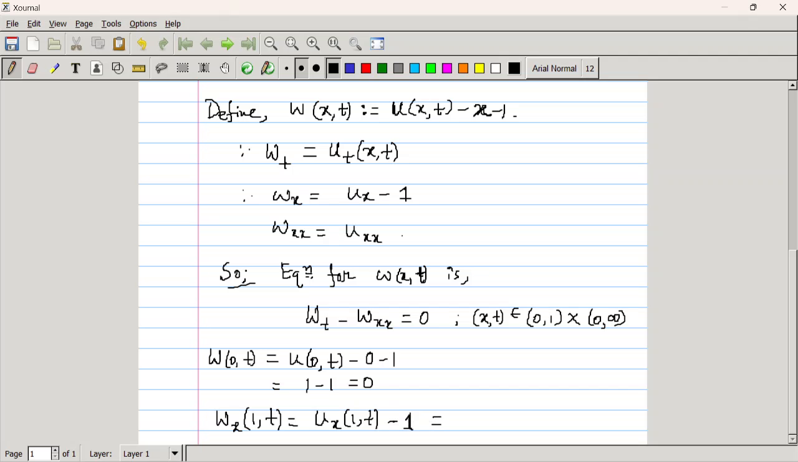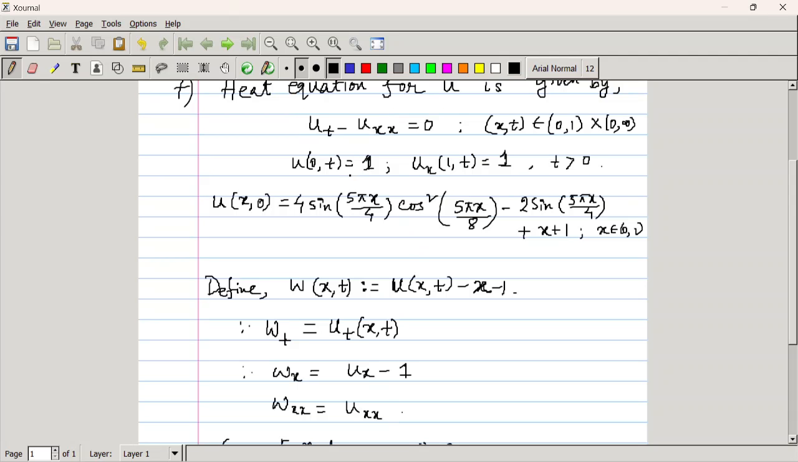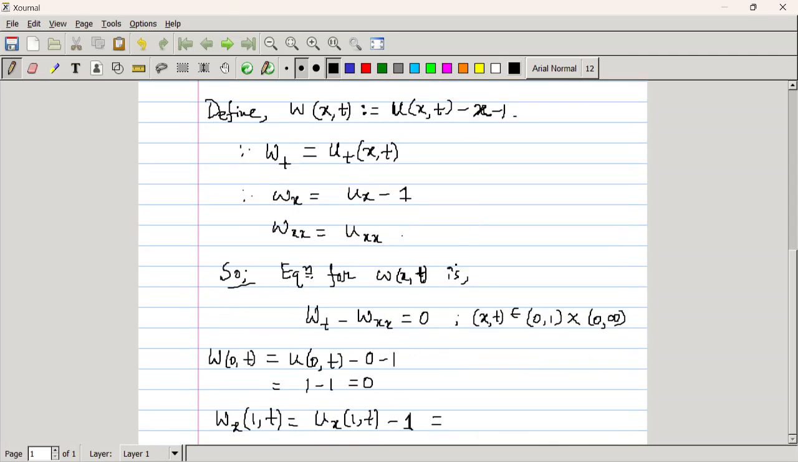So what is u(x,1,t) in the question? It is given that u(x,1,t) equals 1. So that is 1 minus 1 equal to 0. So both boundary conditions are 0.